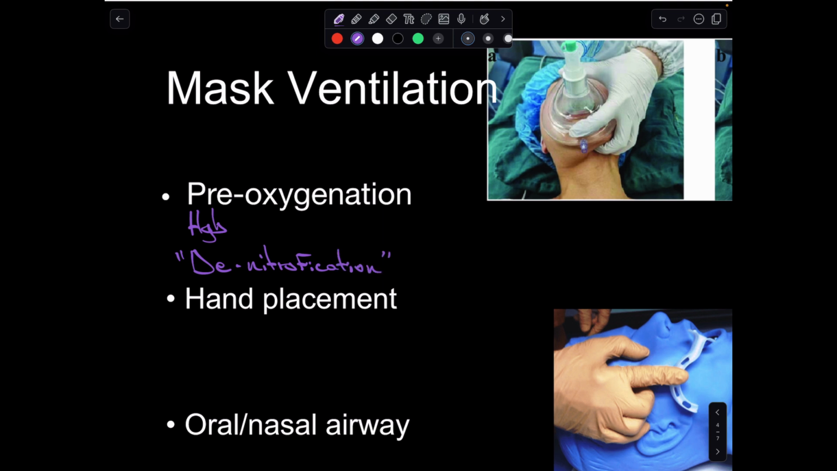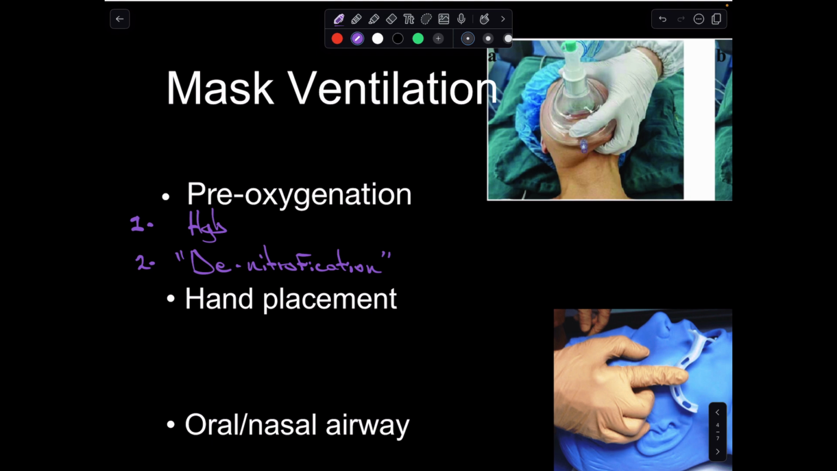Now, this is getting at the same idea, but from a different angle. You're trying to replace all of the nitrogen that's in your functional residual capacity within your lungs with oxygen. So you're approaching it from two different angles. By saturating all of your hemoglobin with oxygen, that's increasing the time that a patient could be apneic. And by also replacing all of the nitrogen in your lungs with oxygen, that's also increasing the amount of time that a patient could be apneic.